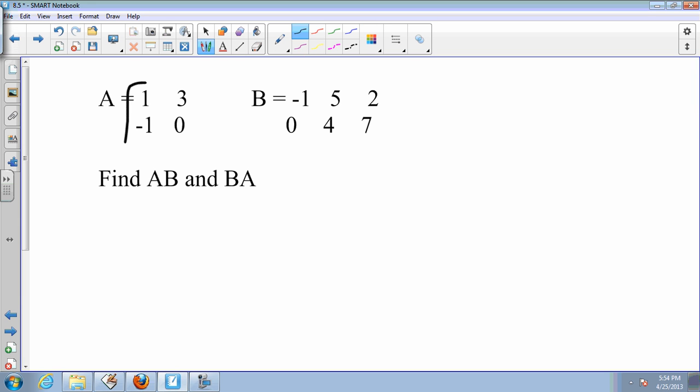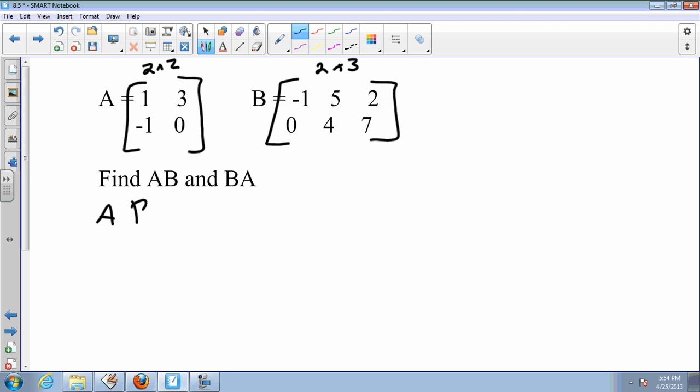So we have matrix A, which is a 2 by 2: 1, 3, negative 1, 0. We have matrix B, negative 1, 5, 2, 0, 4, 7, which is a 2 by 3. We are first going to find AB, which is a 2 by 2 times a 2 by 3. And you see that it matches up the same in the middle.